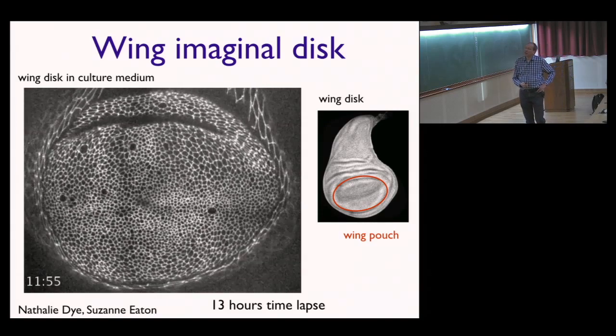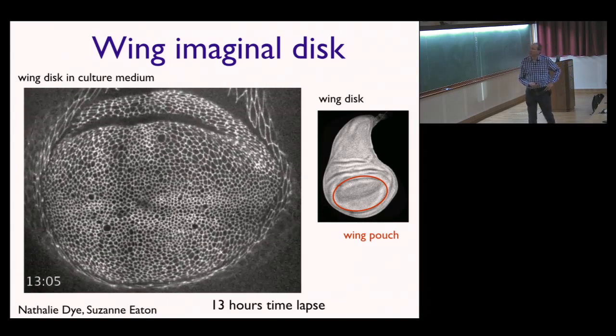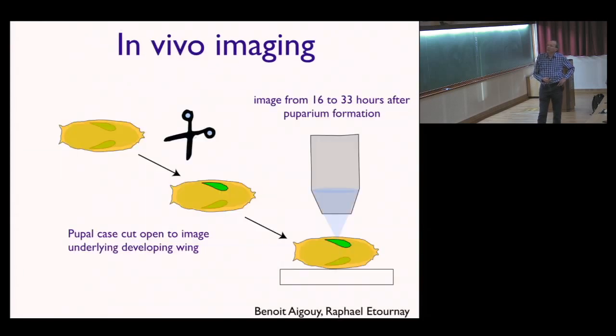At later stages, in the pupal stage, it is possible to observe the tissue directly inside the pupa without taking it out, sort of an even closer to in vivo condition, by cutting open the pupal case and then watching the tissue through this hole.